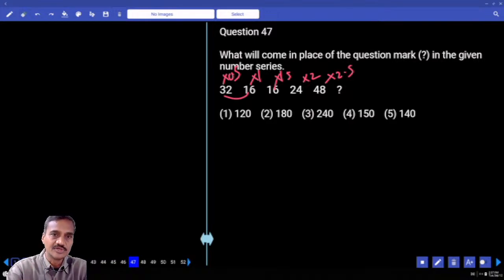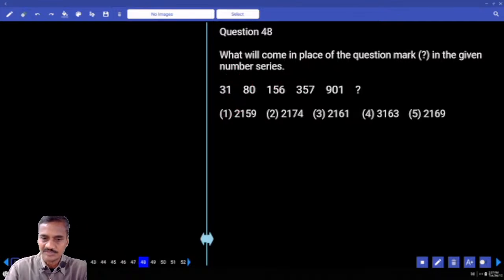Now 48 into 10 is how much? 48 into 10, 480. 480 by 2, 240. 240 by 2, 120. Because 2.5 can be written as 10 by 4. Isn't it? 10 by 2, 5, 5 by 2, 2.5. And what is the answer we have? 120 is choice 1.